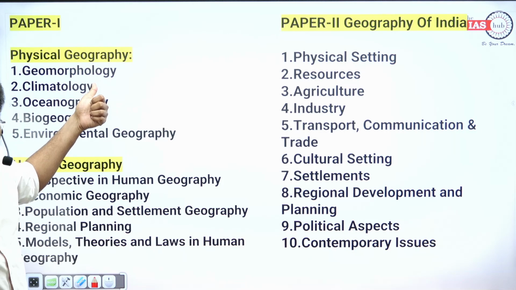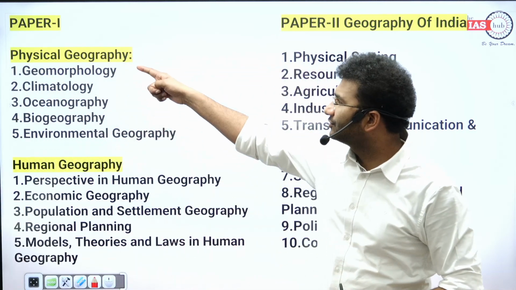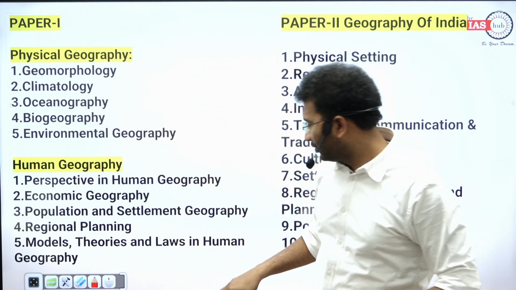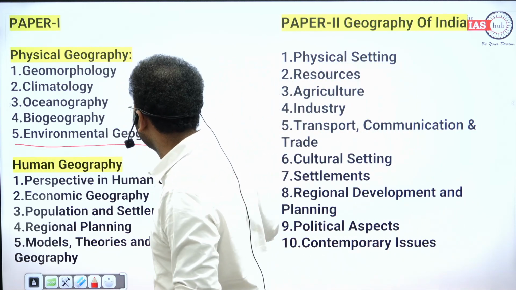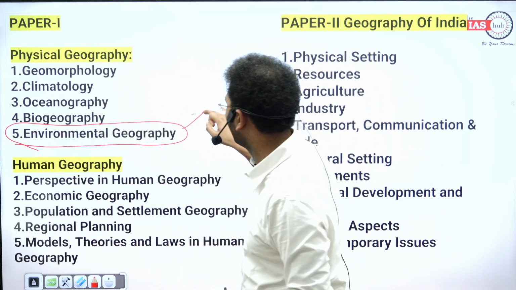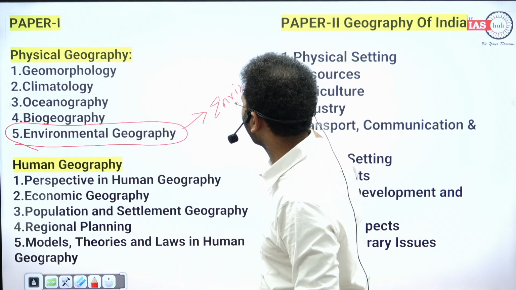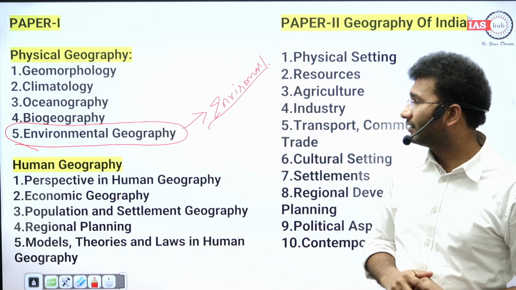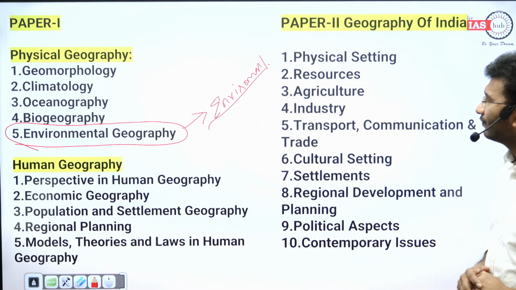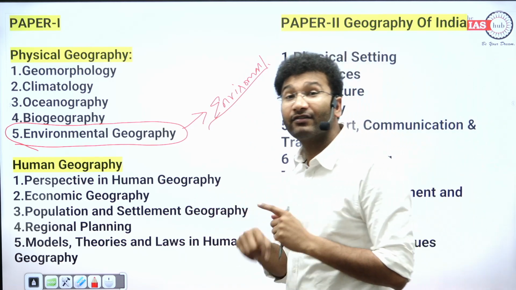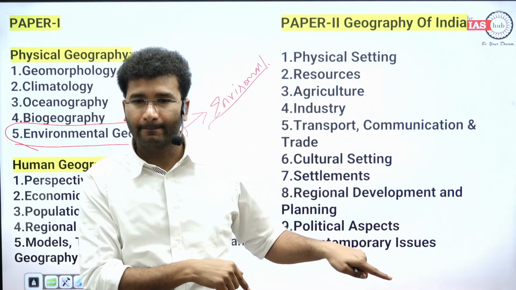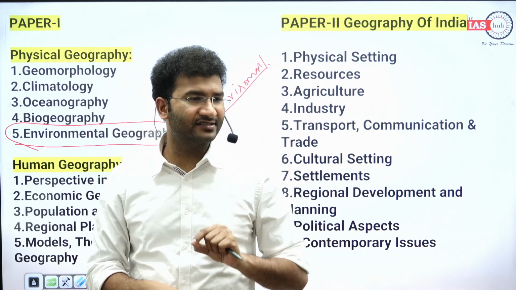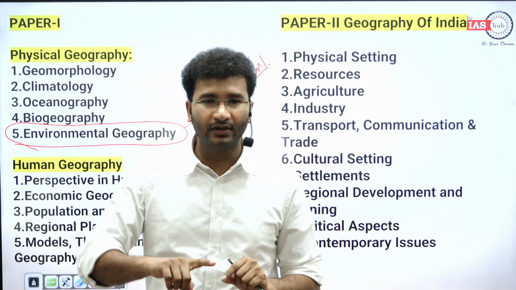Now, in physical geography, you have geomorphology, climatology, oceanography, biogeography, and environmental geography. Look, this is where you will study environment in depth. You're also studying environment, and you'll also study various disasters and their phenomena in the geography optional. So it is very, very easy for an aspirant who has this optional to write those answers.